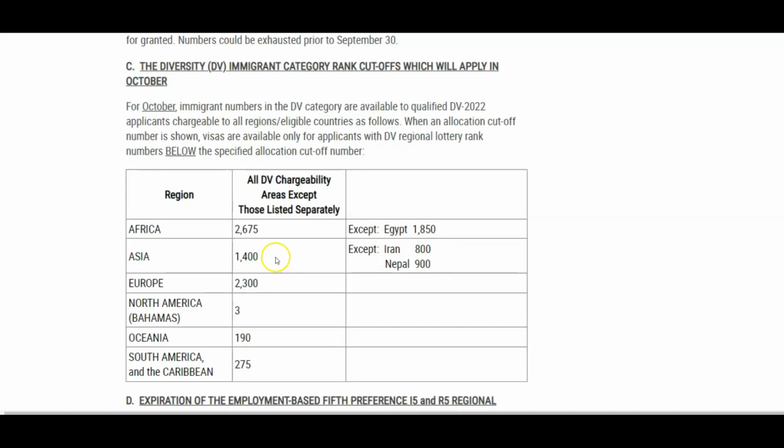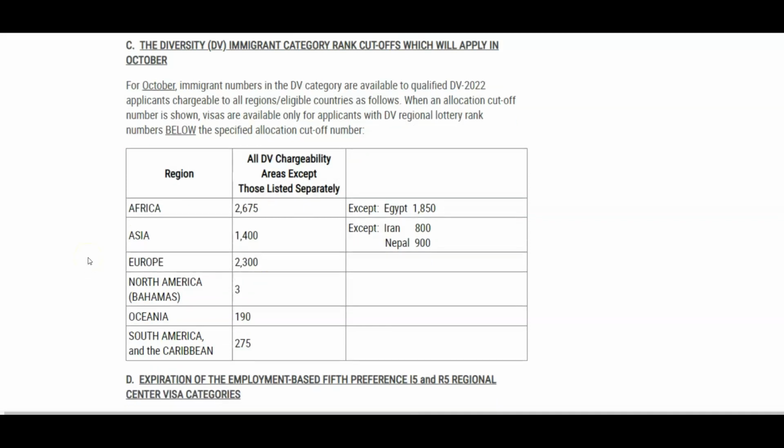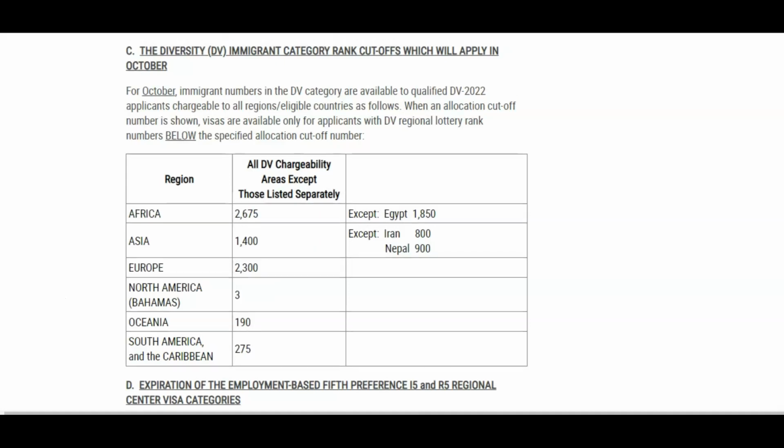Now, all other countries in the Asia region were governed by the 1,400 cutoff number that was established for the region. So when your case number is below the cutoff that has been established for your region for a given month, we say that your case number is current for that month. It is in the month that the Visa Bulletin shows this information that you are supposed to receive your interview notification, provided you have met the necessary requirements, which include submitting your DS-260 and required documents.